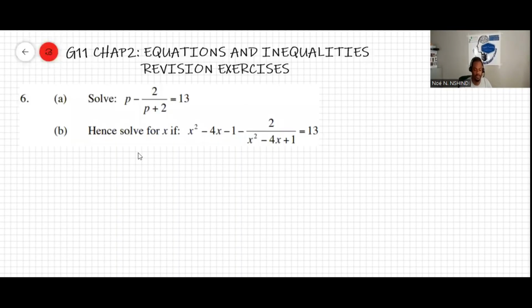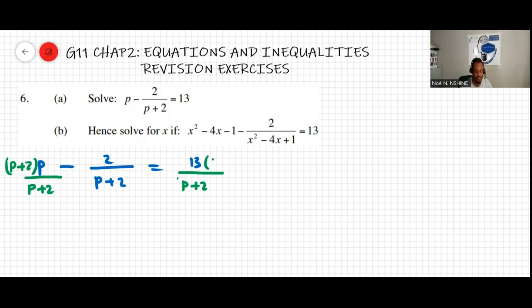Well, we have this expression here. Question says solve for p and then hence solve for x. Let me write the question here. We have p minus (p plus 2) over 2 equal to 13. So I need to make a common denominator. I also make a p plus 2 there, and times by p plus 2 on the numerator. Now that the denominators are common, we can just drop the denominators and consider the numerator. That makes p times p makes p squared plus 2p minus 2 equal to 13p plus 26.